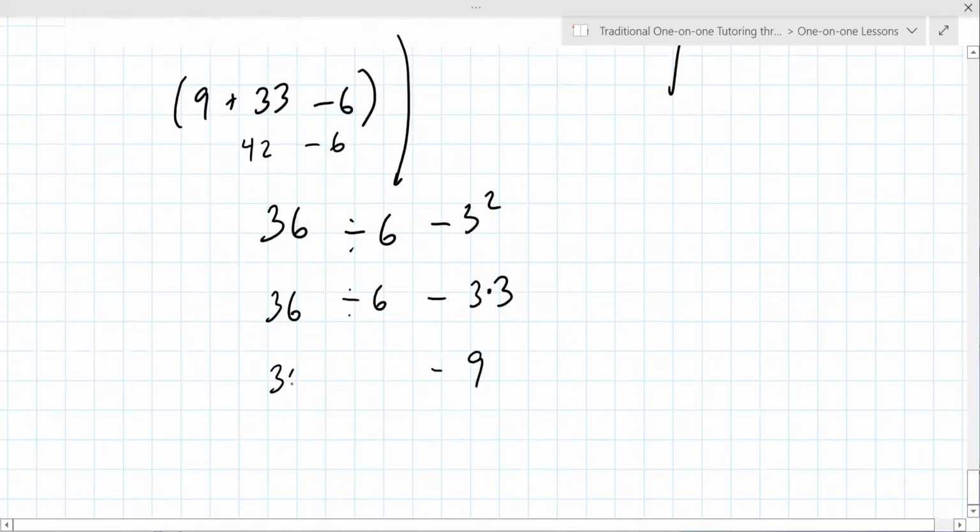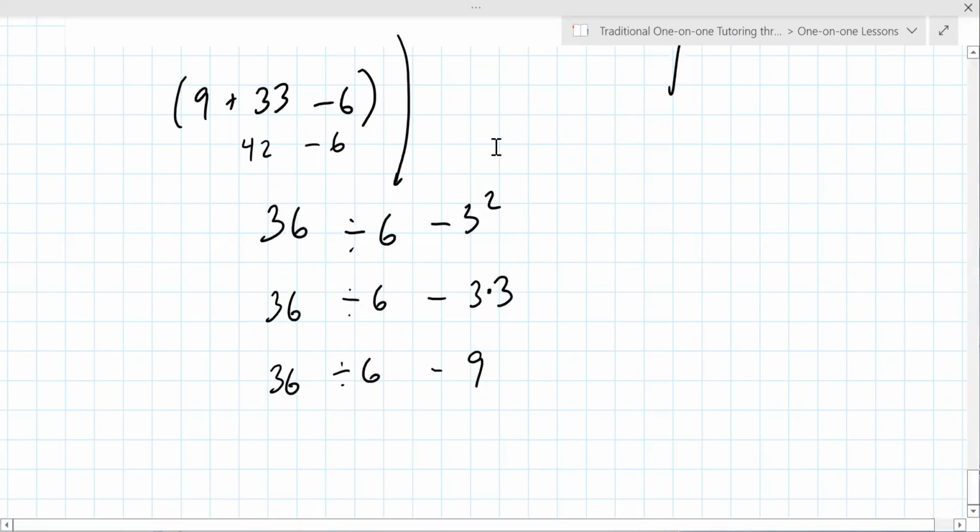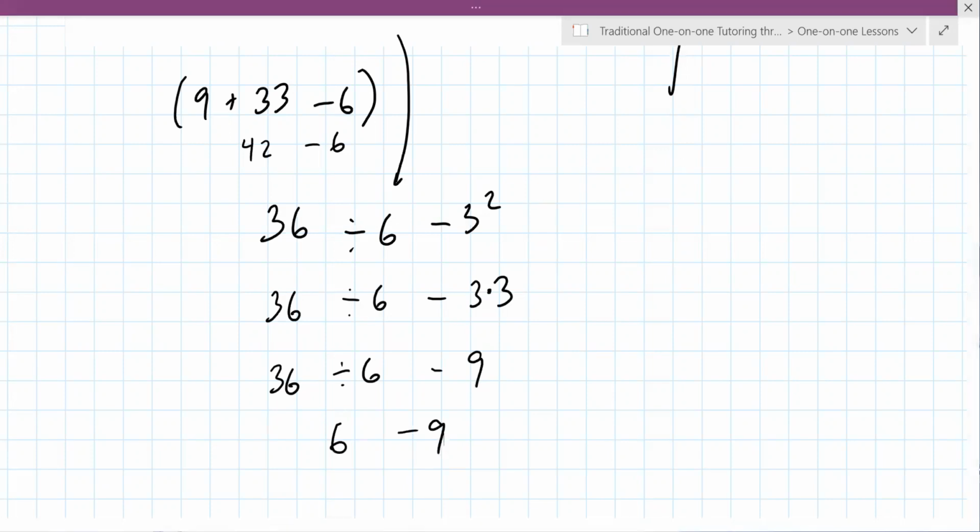Okay, well, 3 times 3 is 9. Yes. Oh, yeah, right. So then 9, then division. So then you do 36 divided by 6, and that would be 6. Okay. I like it. 6 minus 9.